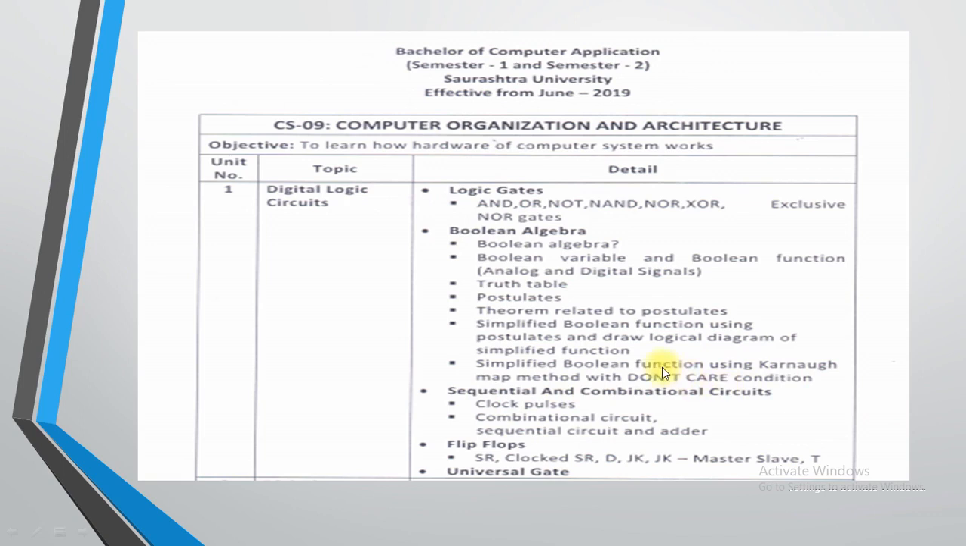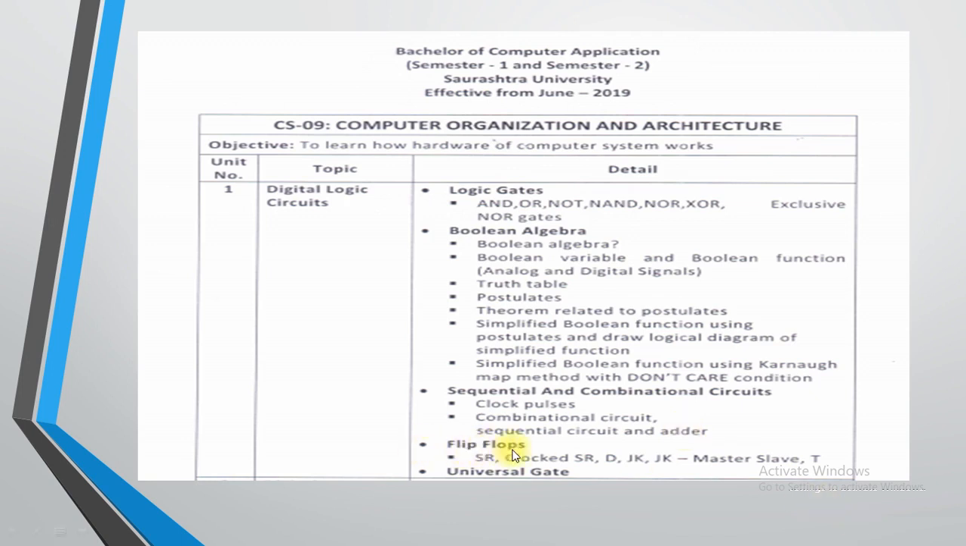So there are 2 types of circuit. The first is called sequential circuit, and the second is known as combinational circuit, right? So it includes clock pulses, combinational circuits, sequential circuits, and different kinds of adders, like half adder and full adder, but in detail we will see later on.